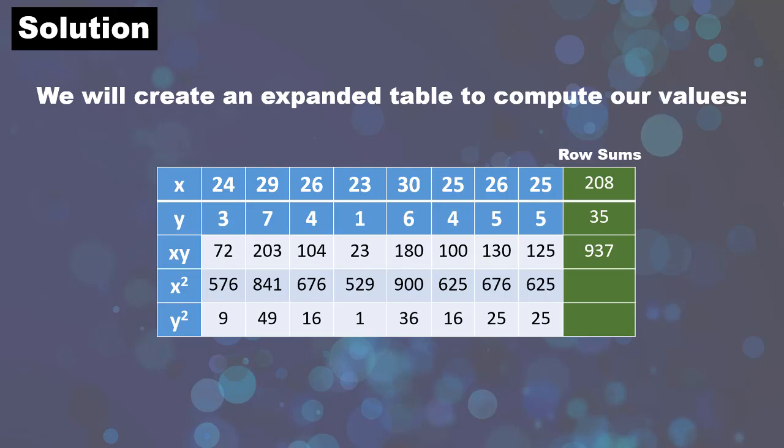Adding up the x times y's, 72, 203, 104, 23, 180, 100, 130, and 125 all add up to 937. When we add up our x squareds, 576, 841, 676, 529, 900, 625, 676, and 625, we get 5448. And then for our y squareds, we add those up. We get 9 and 49 and 16 and 1 and 36 and 16, 25 and 25 all added together gives us 174. So now we have the row sums that we need. We have the sum of our x's, the sum of our y's, the sum of our x times y's, the sum of the x squareds, and the sum of the y squareds.